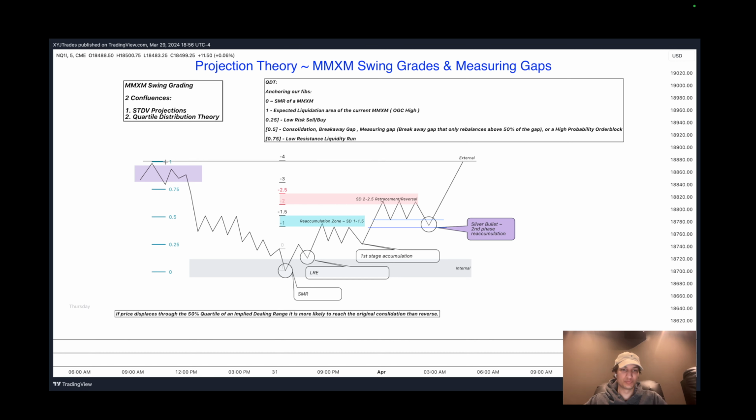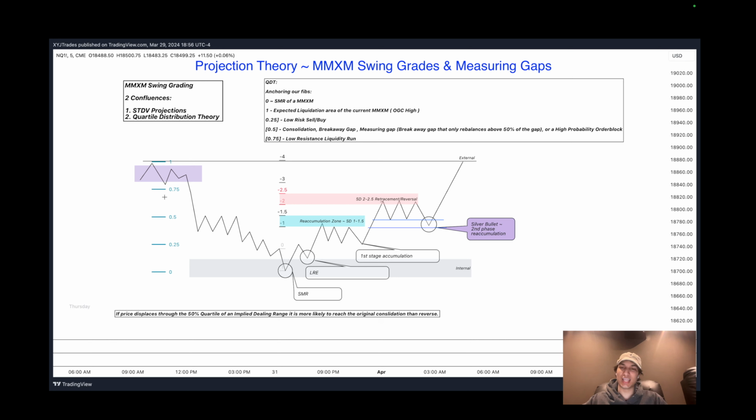So as we see on this schematic here, we can also apply the concept of regular standard deviation projections and look for reaccumulation in expectation, right, with these swing grades. So for example, we might get our first stage reaccumulation inside of a measuring gap from the 1 to 1.5 standard deviation. And then we may get our silver bullet, right, or our second phase reaccumulation into our low resistance liquidity run in between the 0.5 and 0.75 area. These are nice confluences to layer onto each other when we're looking at projection theory or measuring theory.